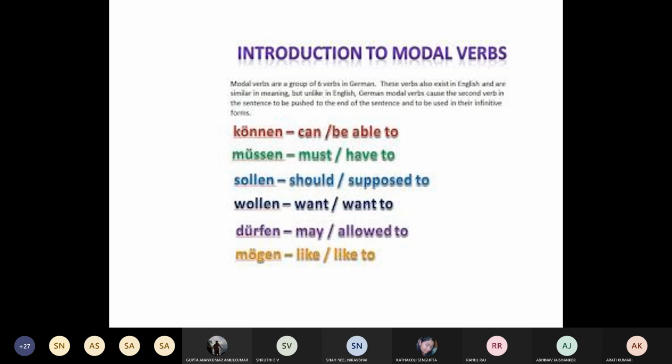Ich will heute gar nicht studieren. I do not at all want to study today. Yeah. Ich will heute gar nicht studieren. Okay. So that's how we use this. The next.